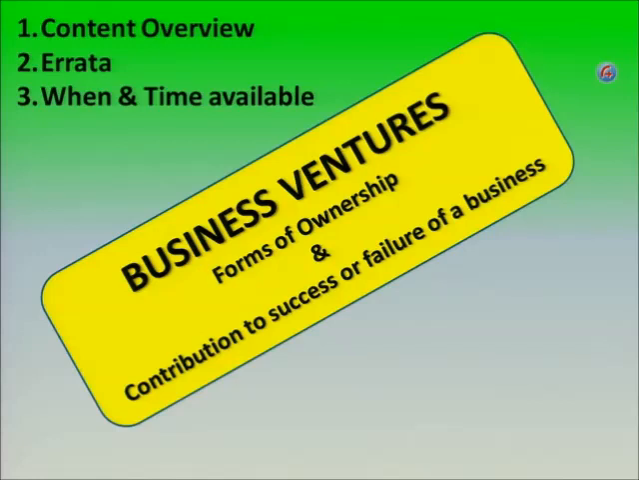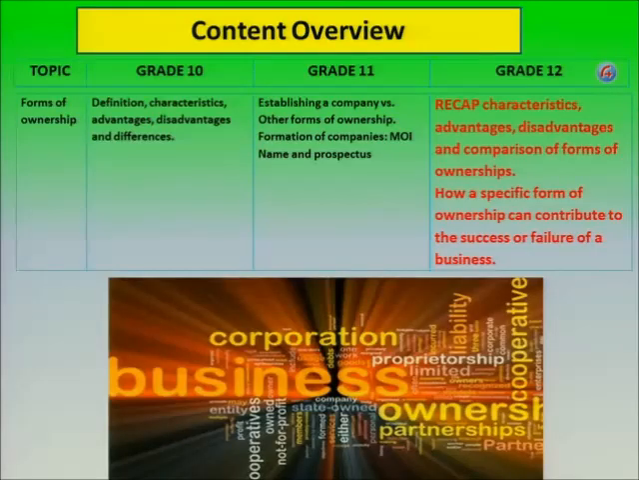Right, as I said, we are doing forms of ownership, especially those factors contributing to the success or failure of a business. I will skip that one, but it's important to look at the overview of the content. You met the topic forms of ownership in grade 10, where we do the definition, the characteristics, advantages, disadvantages, and the differences. Then in grade 11, we look into the establishing of companies versus other forms of ownership, the formation of companies and the memorandum of understanding.